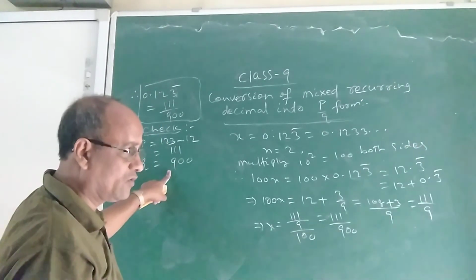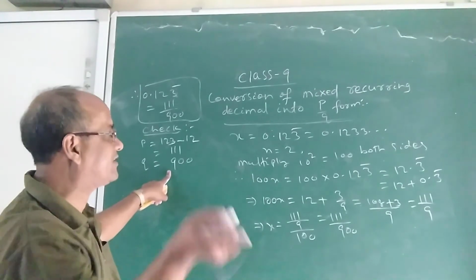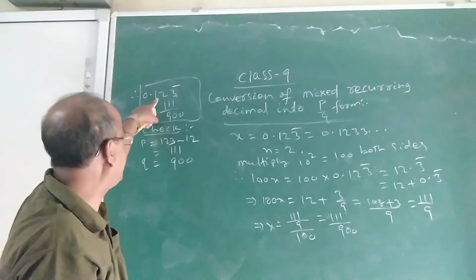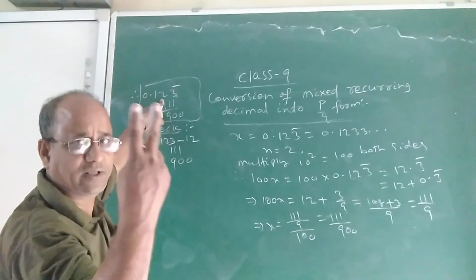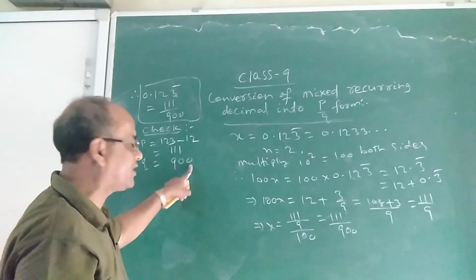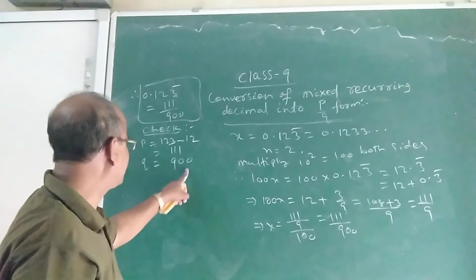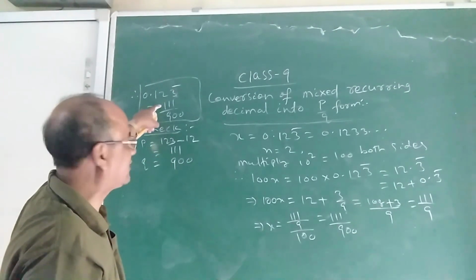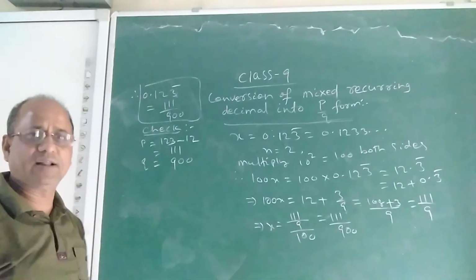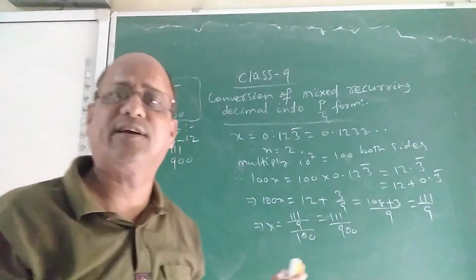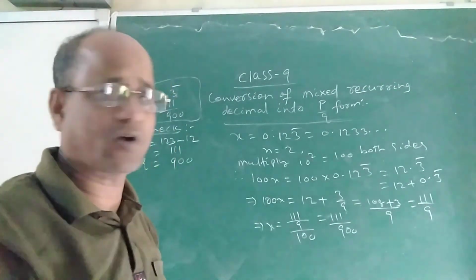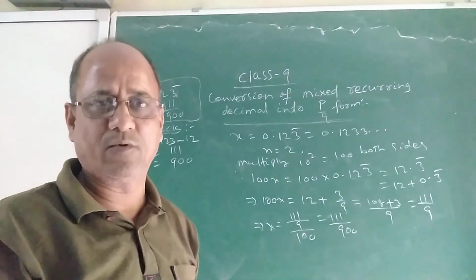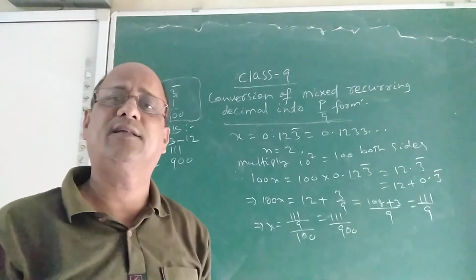9 is fixed. When we convert a mixed recurring decimal into P by Q form, for Q, 9 will be fixed, and you find out how many digits are not repeated. As 2 digits are not repeated, put 2 zeros to the right of 9. It is 900. So Q is 900, P is 111. That means P by Q is 111 by 900, which is our answer. So children, I hope you understood. I discussed everything in detail: how to convert a mixed recurring decimal into your P by Q form or rational number form. We will discuss the next thing in the next class.